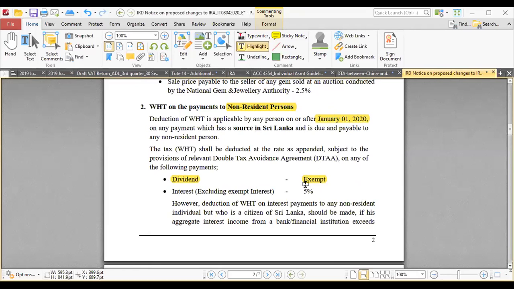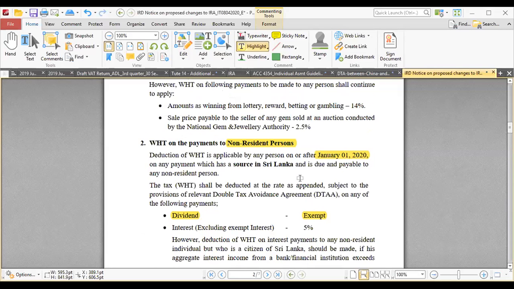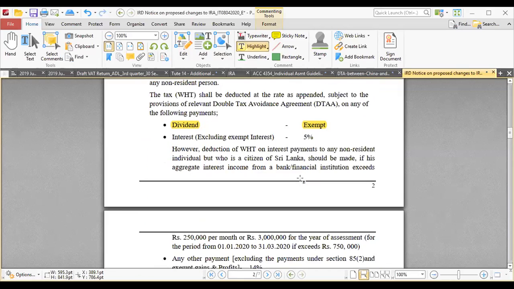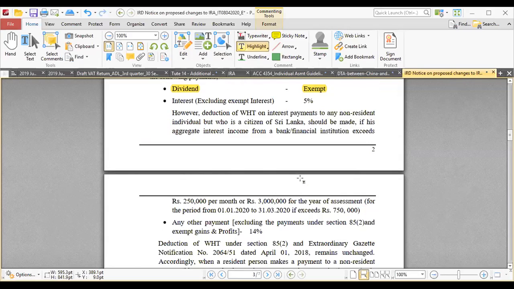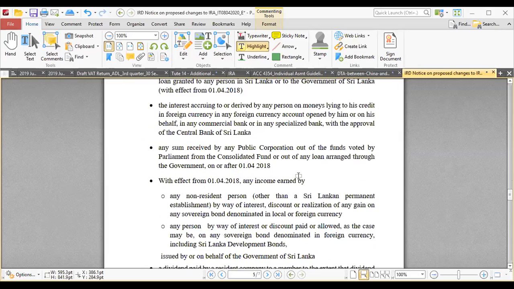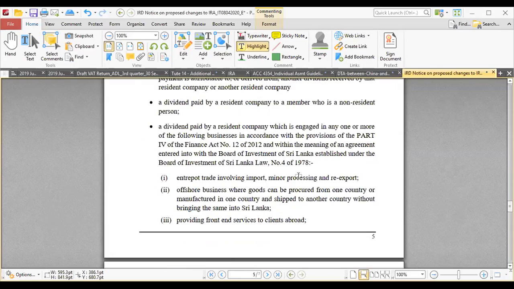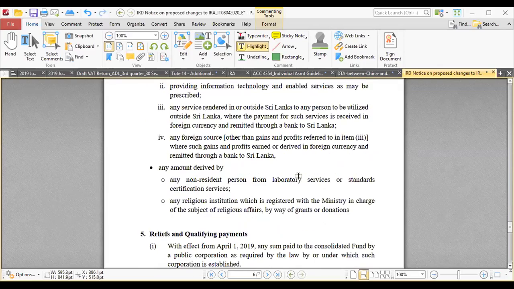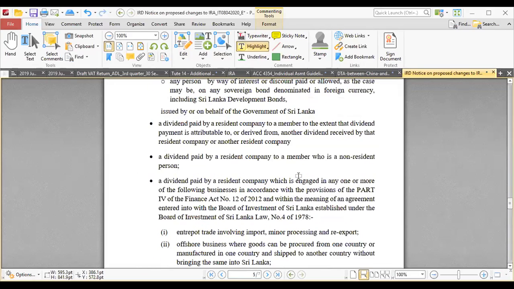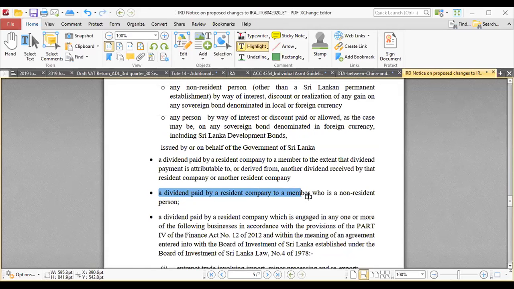Previously, you were required to deduct withholding tax at 14% or the DTA rate, right? Now for the non-resident person, it is exempt. If you go to the exemption section, they have mentioned it here: dividend paid by a resident company to a member who is a non-resident person is exempt.